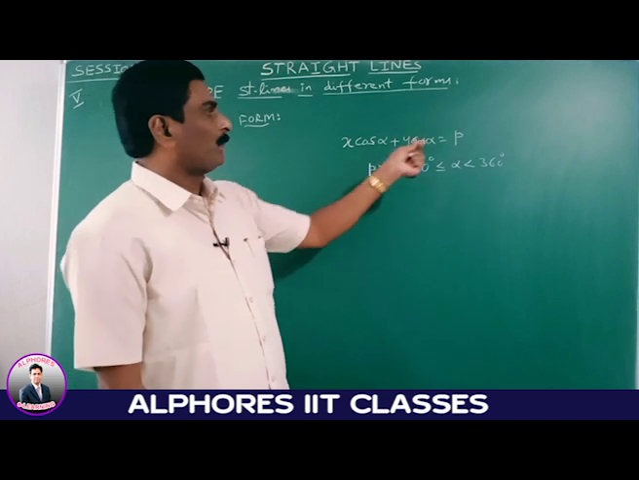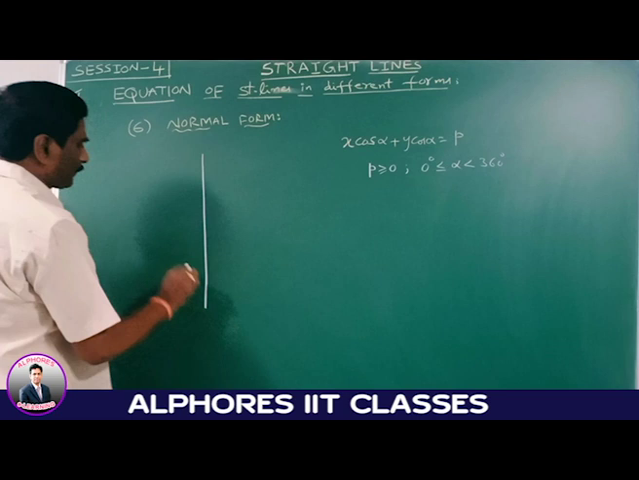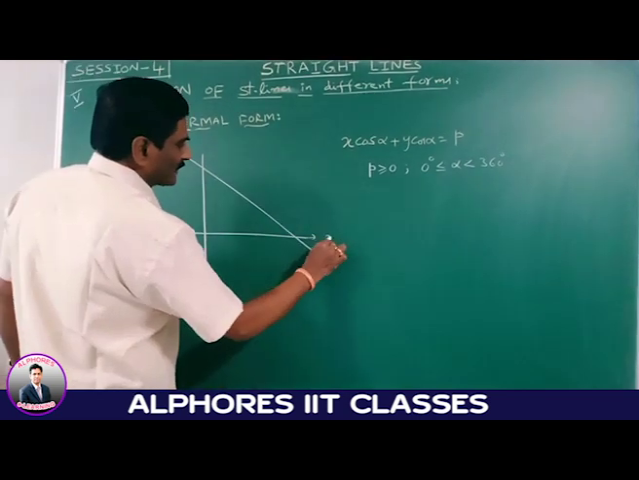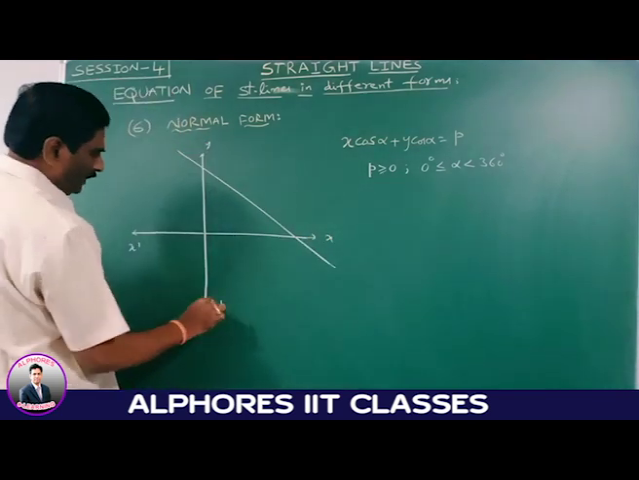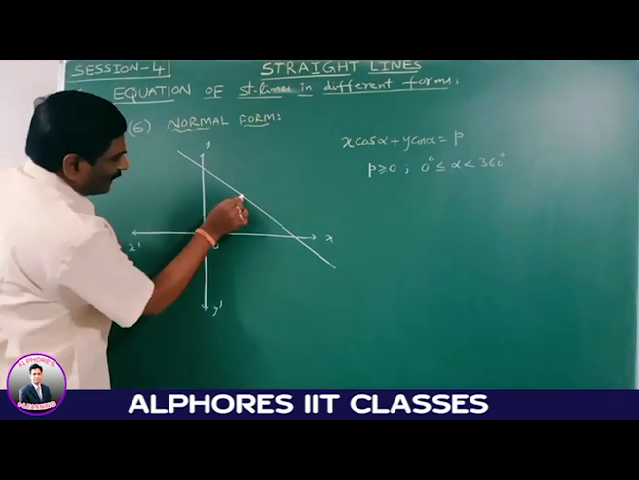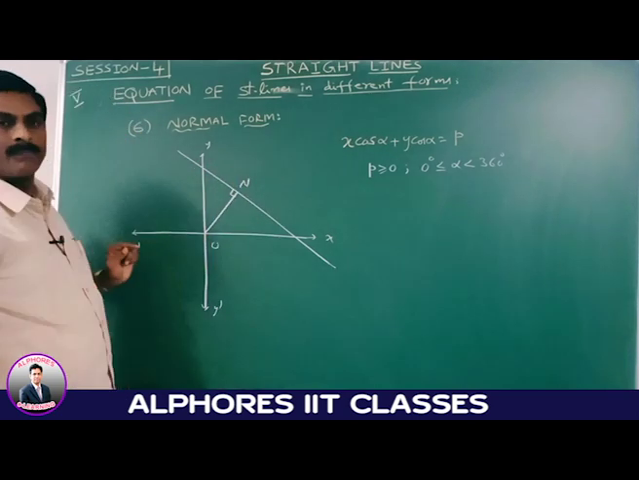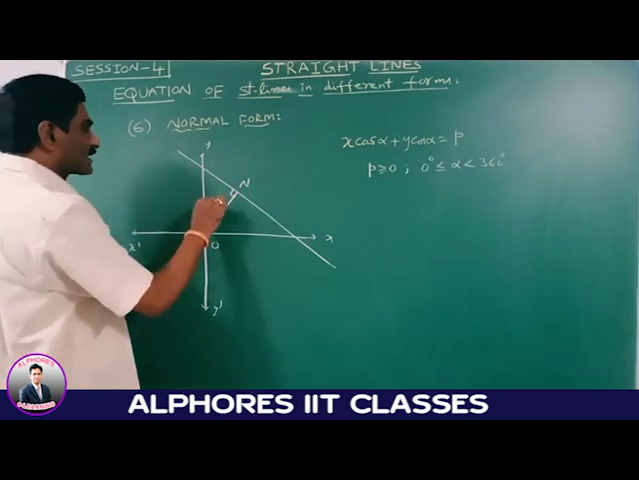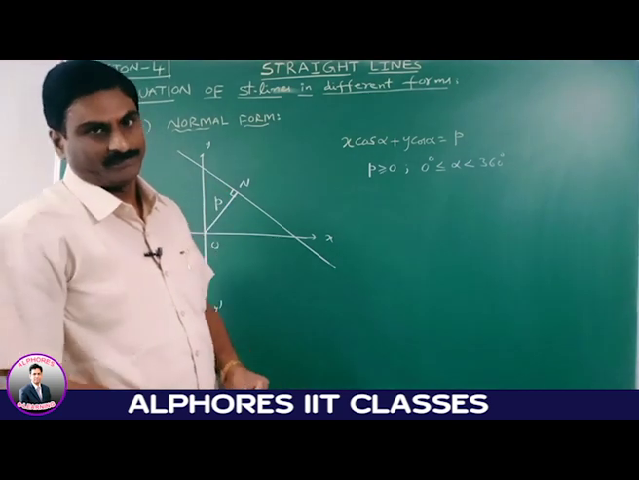In this case, p is the perpendicular distance from origin to the line. What is the value of p? p is the perpendicular distance from origin to the line. Say this is the coordinate system x, x dash, y, y dash. The perpendicular distance from origin to the line means, say N is the foot of the perpendicular from origin to the line. Then this distance is nothing but p.